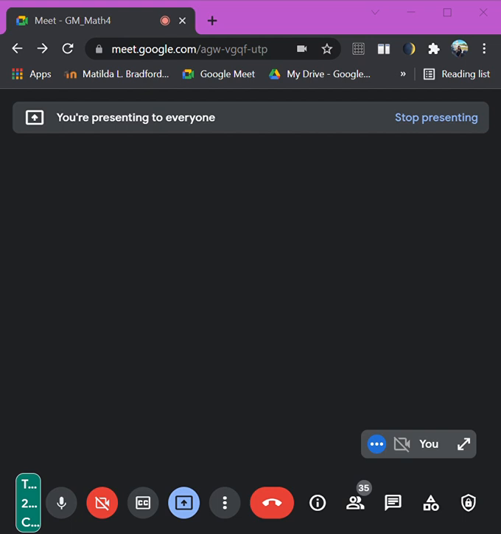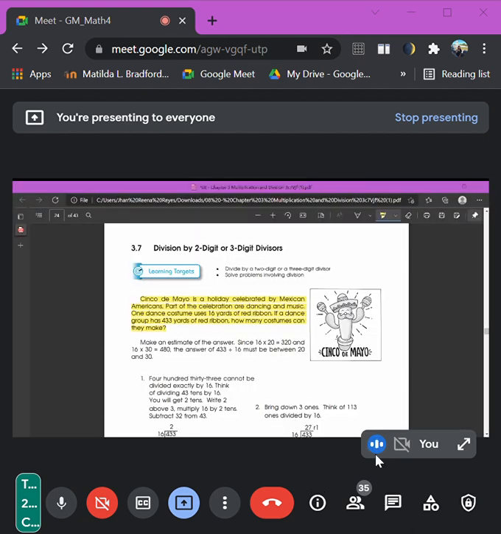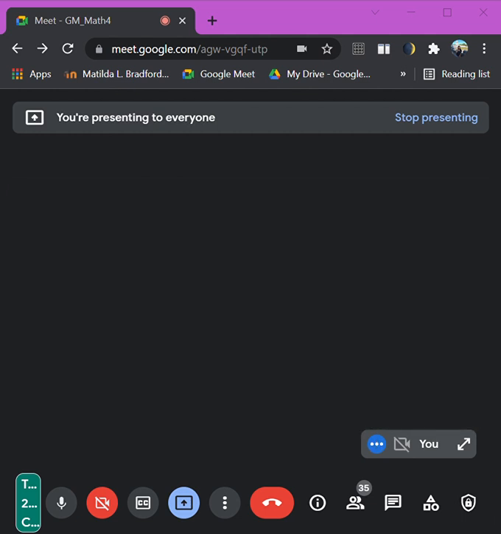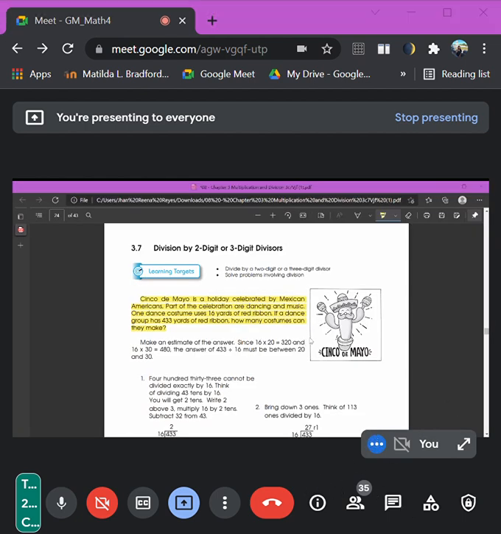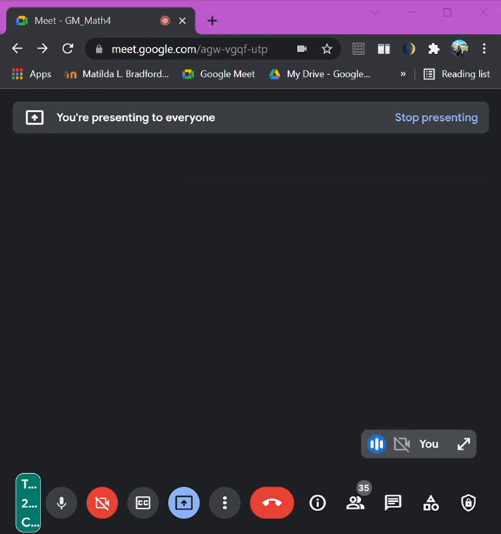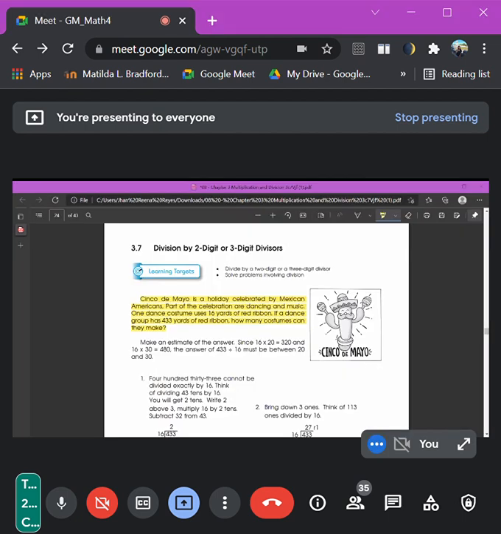How about if a dance group is the one already using the red ribbons? How many yards do they use? 433. Very good. So these 433 yards, how many costumes can they make if one dance costume uses 16 yards? So what operation are we going to use?